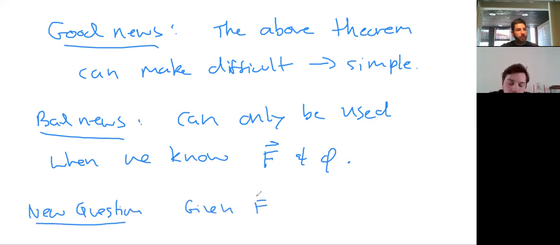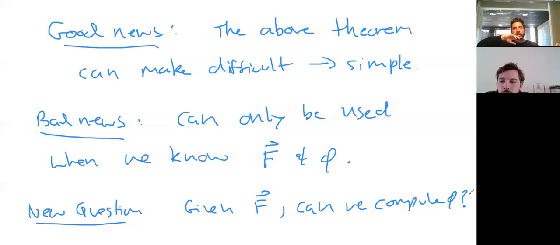Given f, can we compute phi? Because that theorem is only useful if we have a vector field f and then we know what phi is. That's the only time it's useful to us. Just like the only time the fundamental theorem of calculus was useful to us in Calculus 1 and Calculus 2 is if we knew the antiderivative.